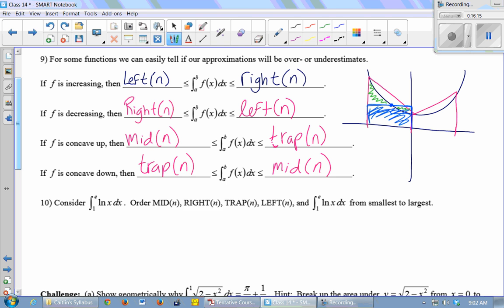Okay, so I want you to think about this for a minute, discuss in your groups if you want. We're looking at the integral from 1 to e of ln x dx. You may want to draw a picture that shows what area that represents. Put in order from smallest to largest, mid, right, trap, left, and the exact value.